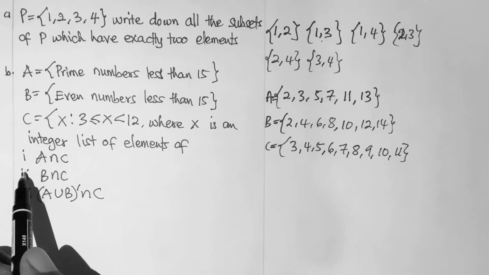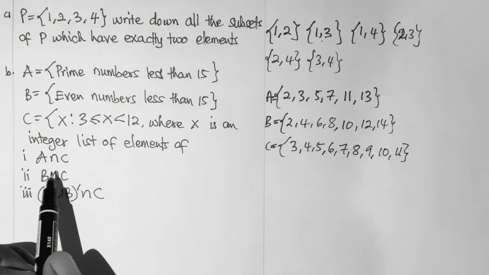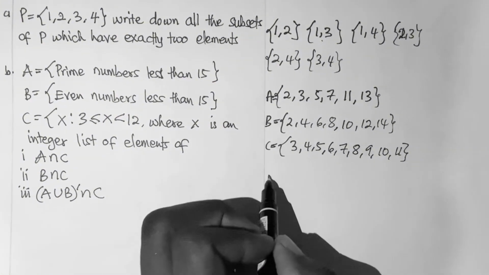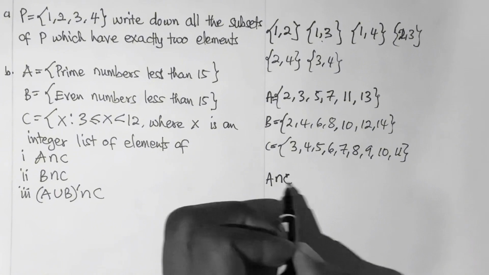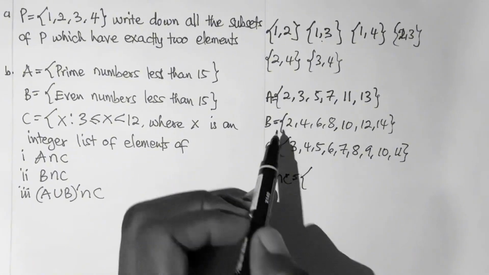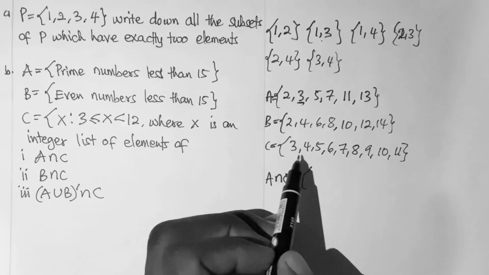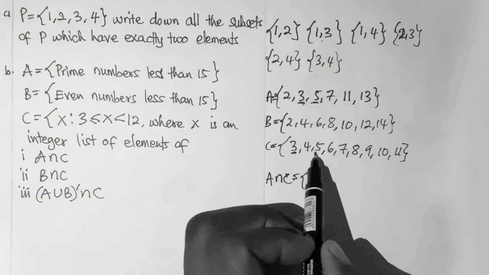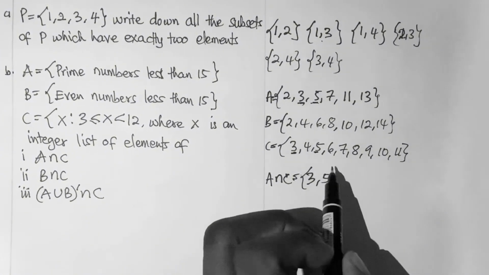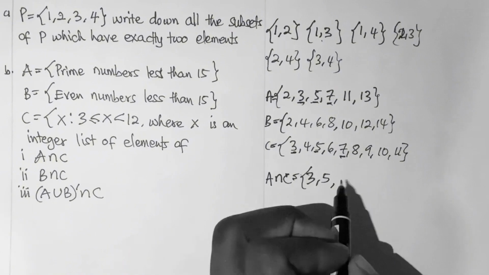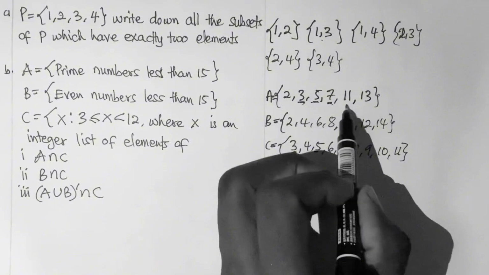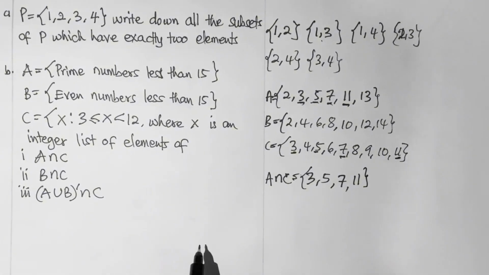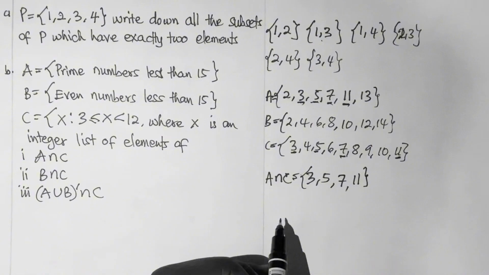So the question says that we should find A intersection C. So that means the elements that are common to both A and C. So A intersection C is equal to, now if we look through, you see that 3 is here, then 3 is here. So 3 is one of the elements. Then there is also 5 here and 5 here. So 5 is also one of them. Then there is 7 here and 7 here. So 7 is also one of them. There is an 11 here and there is also 11 here. So 11 is also one of the elements. So this is A intersection C.